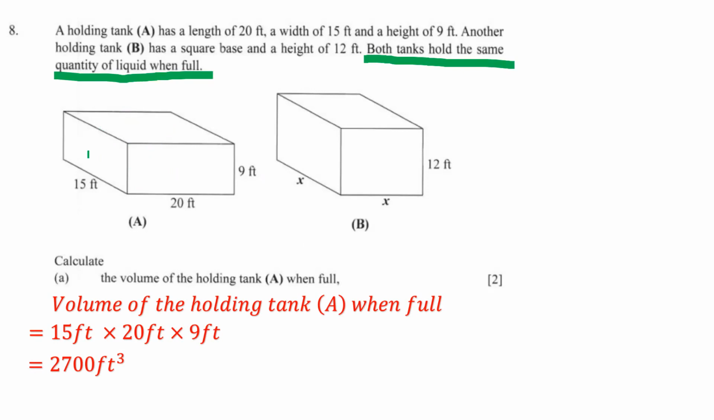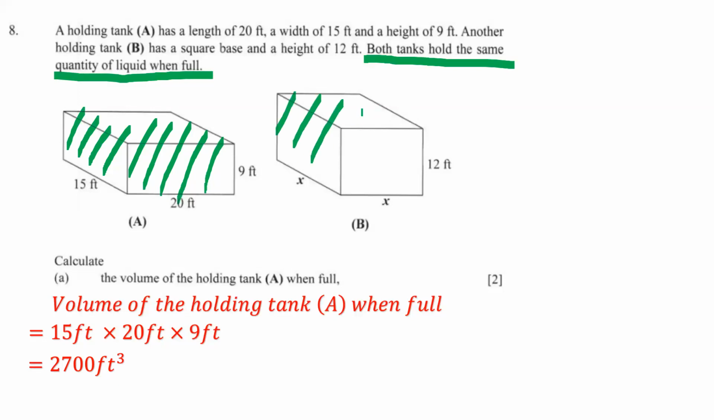But what does that mean? If we know that the volume of this holding tank is 2,700, that is the volume of this shape. That means that this shape also has that same volume, because the volumes for these two shapes are equal. So the volume of A is 2,700 feet cubed, and the volume of B is 2,700 feet cubed. Okay, let's move on to the next question.